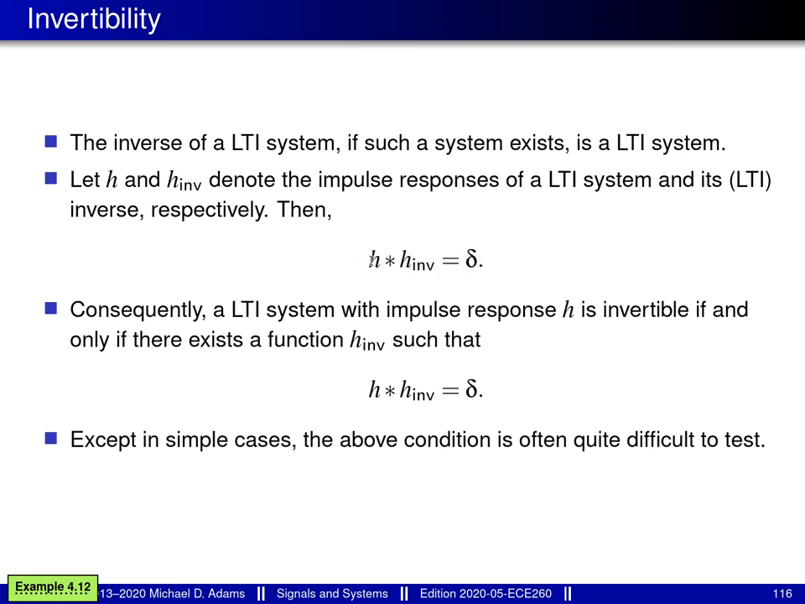In other words, the convolution of a system's impulse response and the impulse response of its inverse system yields the delta function. And this gives us a way we can test whether a system is invertible, because if we're given some arbitrary LTI system with the impulse response h, and we want to determine whether the system is invertible, what we can do is attempt to solve for this h inverse, in other words h_inv, in this particular equation here. And if there is a solution for h_inv, this must be the impulse response of the inverse system, meaning that the inverse system must exist, because otherwise we wouldn't have been able to find its impulse response as a solution to this equation. So this gives us a way to test for the invertibility of a system.